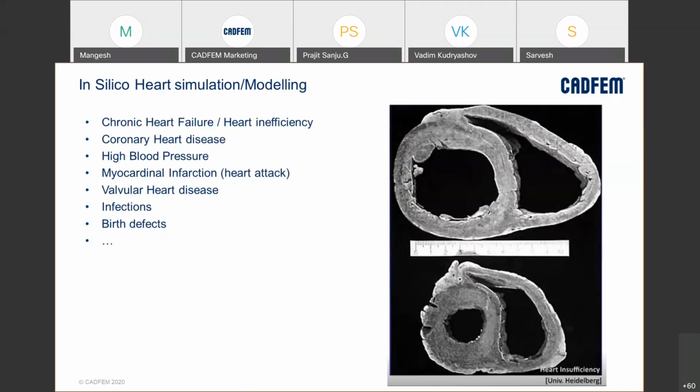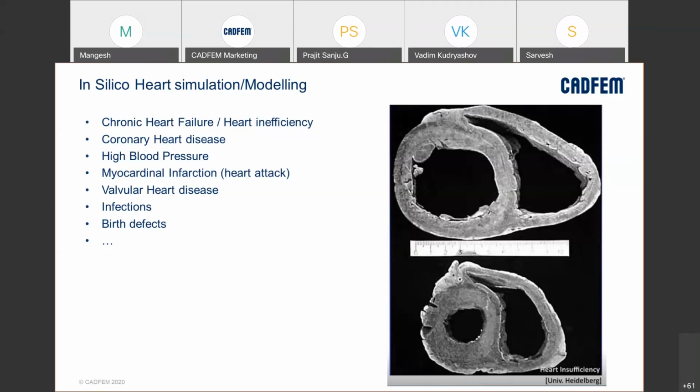So now coming to today's topic of discussion, the heart simulation. So for an in silico heart simulation or its modeling, what different areas can we look into as an application for this in silico heart modeling? So we do come across these different issues. You can see like the chronic heart failures or heart inefficiencies, then chronic heart disease, high blood pressure, right? Or valvular heart disease, attacks, or any birth defects.